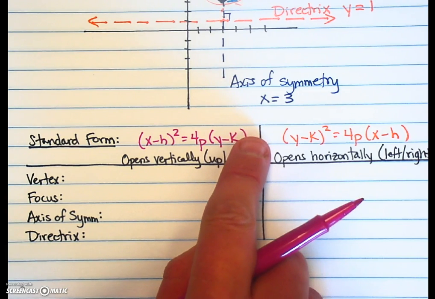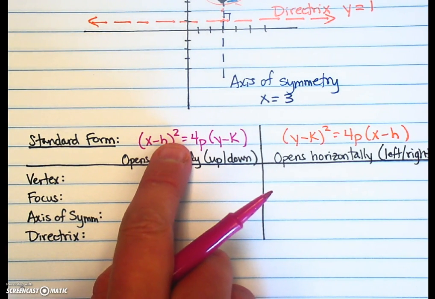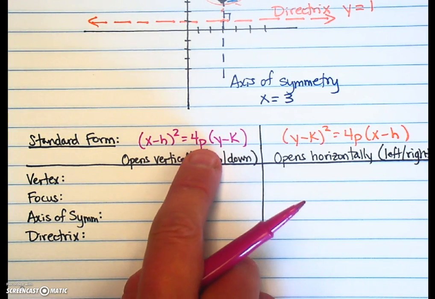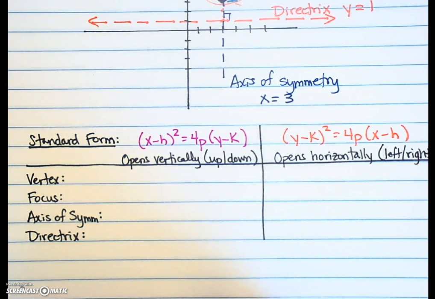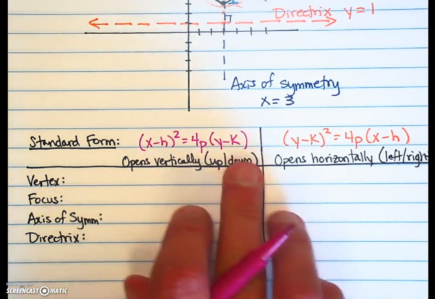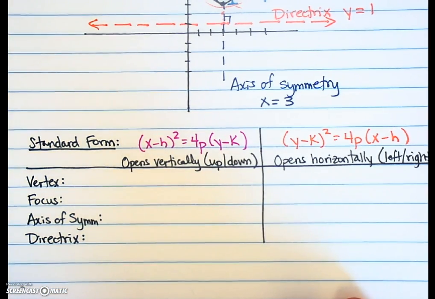Now notice this part's not squared. With a parabola, you only have one squared in the problem, unlike what we did with circles. But notice we still have the h and the k, and then also notice that this p has popped up right there. Okay, so when we're doing these, this would be one that opens up or down. This is what the standard form will look like.